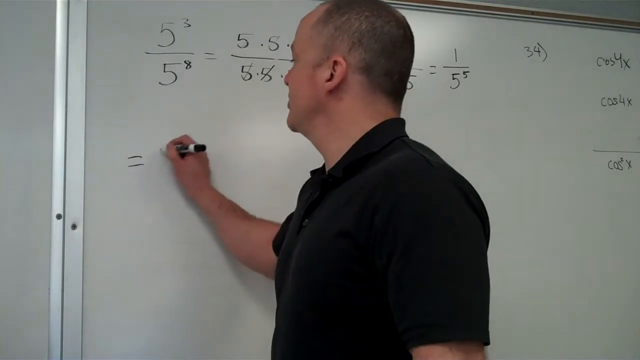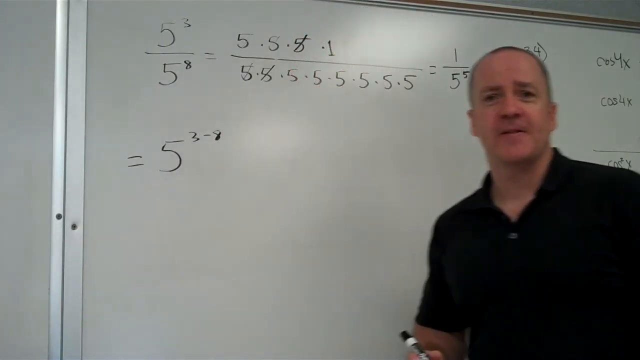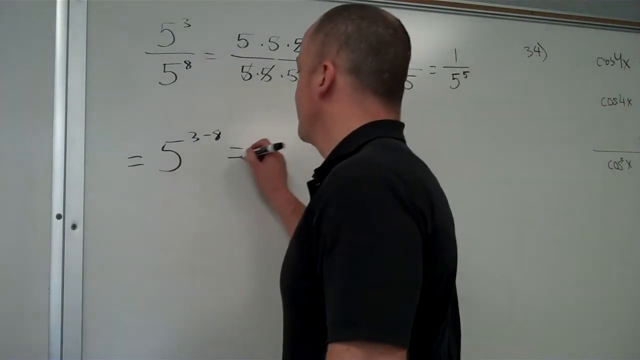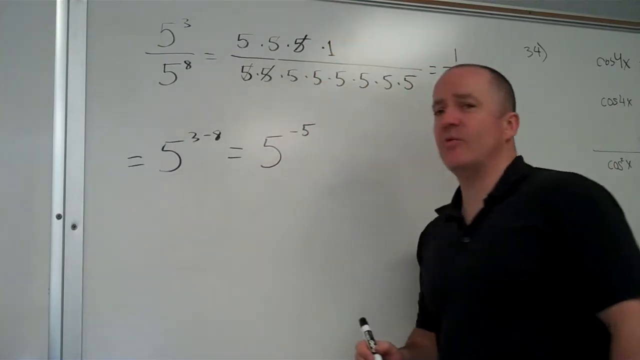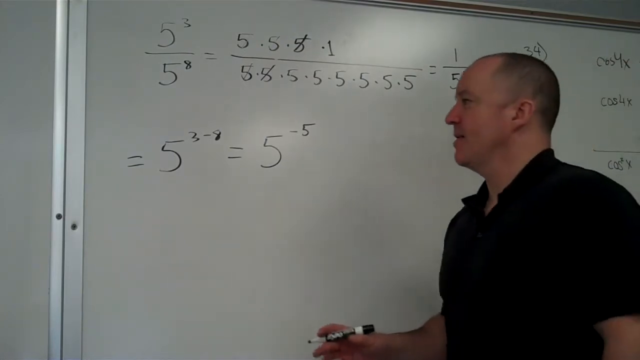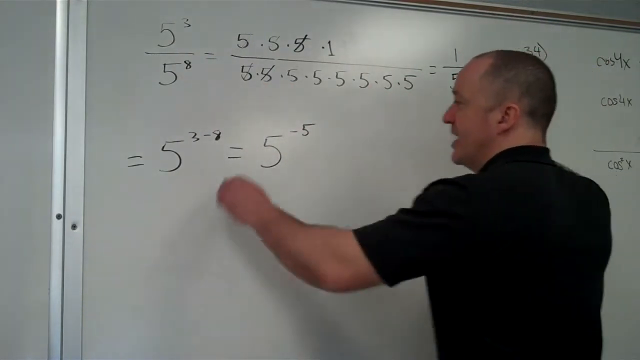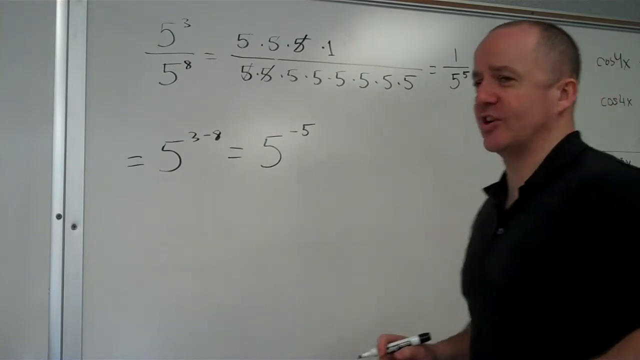But now I'm going to follow the rule I just gave you. And now I'm going to say this is equal to 5 to the 3 minus 8. And what is 3 minus 8? Negative 5. Okay? So now we have a negative exponent. Oh no. We haven't had negative exponents before. But we started with this, and we wound up both here and here. It's the same.